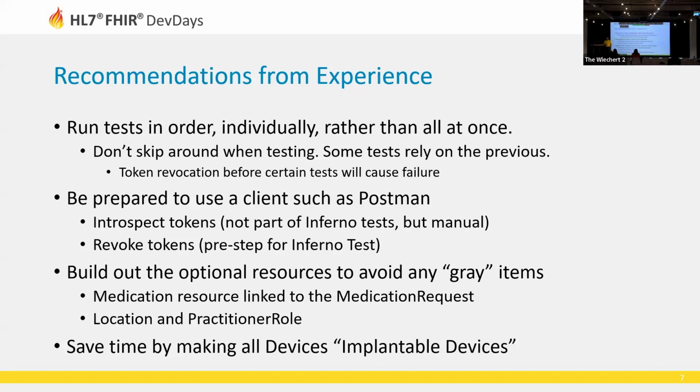Some recommendations. There are gray test items that are not required, and you will pass Inferno perfectly fine without doing these things, but I recommend that you just do them because on test day, you may be asked why you didn't set up maybe these resources, like location. It's just better to have them go from gray to green and everything passes and we don't have to talk about it. Another thing is you can have devices, but if Inferno only requires implantable devices, just build those instead. So just save yourself some time and make sure everything goes green when you're done.